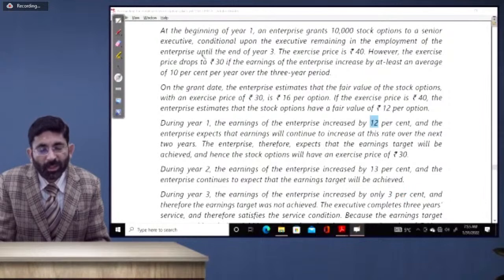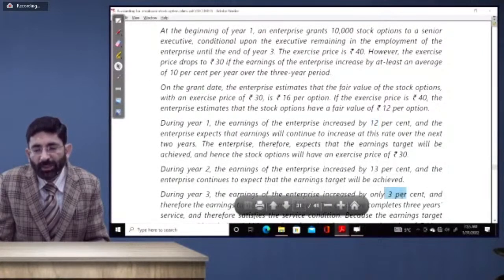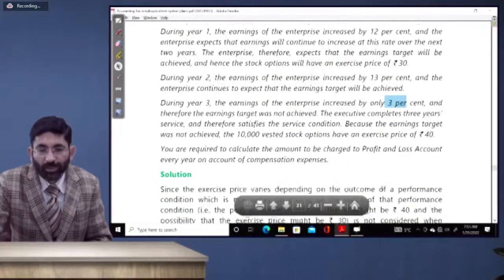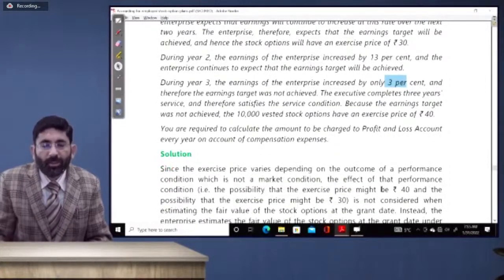He says the exercise price is 40. However, the exercise price drops to 30 if the earning of the enterprise increased by at least an average of 10% per year over the 3-year period. Now, what is the average? By at least an average of 10% per year. So it increased by only 3% in the third year, and therefore the earning target was not achieved. Obviously it is not achieved.